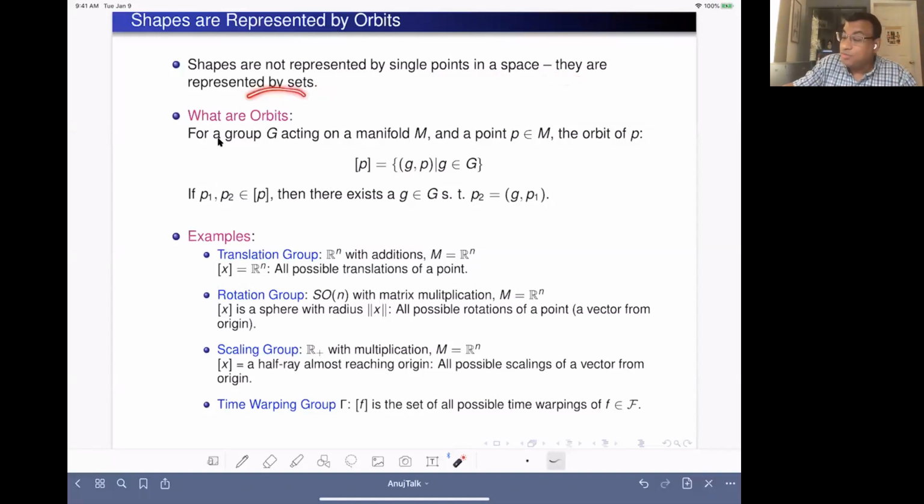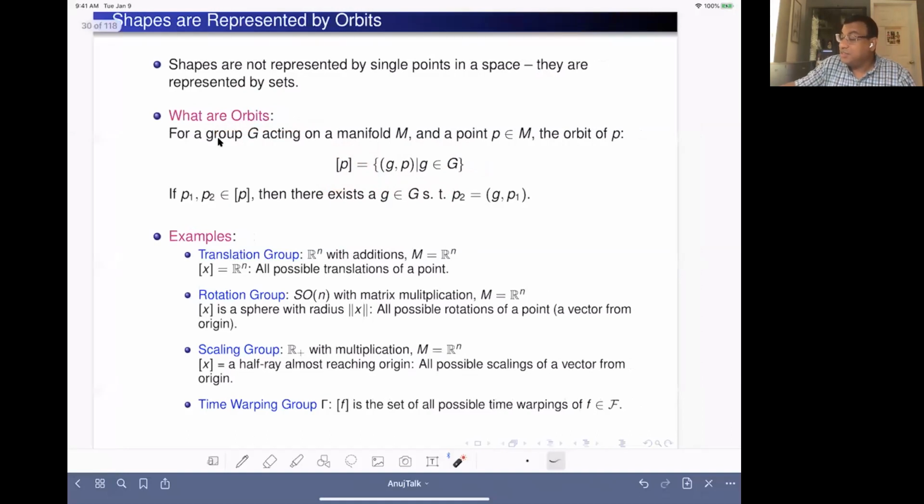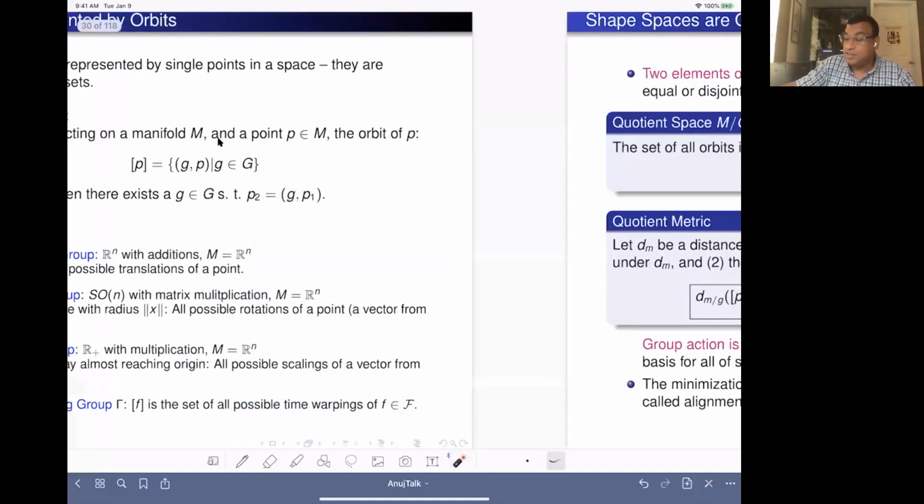These things are called orbits. With orbits, you start with a certain point in a certain space. Maybe I start with one triangle and I apply a group. Let's say I apply a translation group. If I apply all possible translations on the triangle, I get infinitely many triangles. All those triangles have exactly the same shape. So this whole translation orbit of the triangle represents the same shape. So shapes are represented by these things called orbits, and the set of these orbits is what is called a quotient space. We'll get to that in a minute.